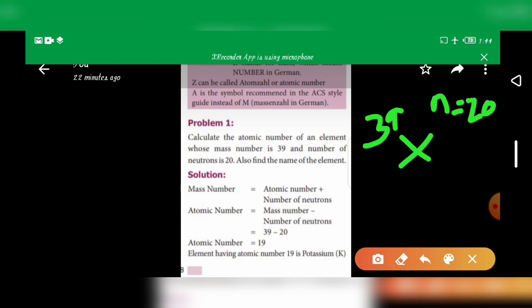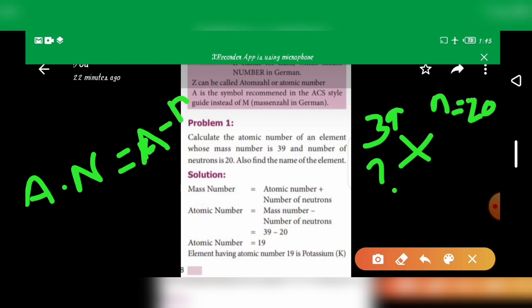Find the atomic number. Atomic number is the number of protons. You know this very well, but this one you do not know, so you have to calculate the atomic number. Atomic number is equal to the mass number, written as A, minus the neutron number given, so you get the Z value, that is the number of protons.